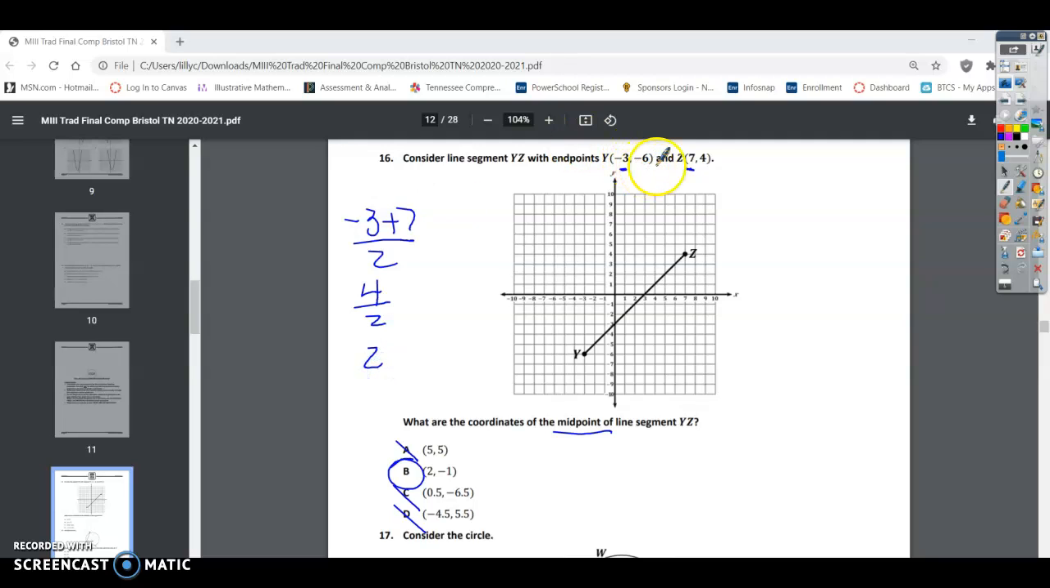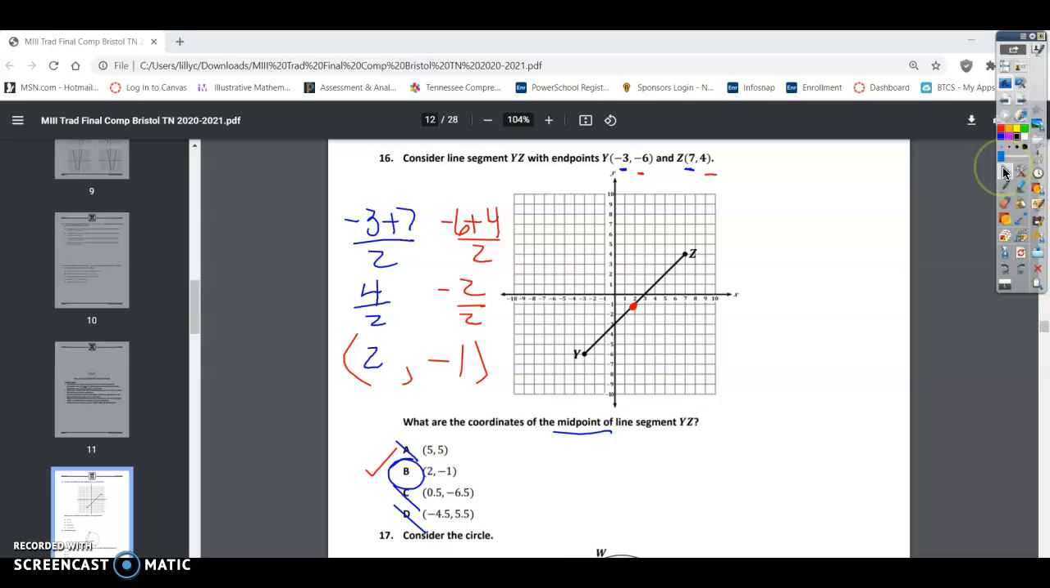And then do the same thing with the y's. So if I do the same thing with the y's, I'm going to have -6 plus 4, and I'm going to take the average, or half that. So -6 plus 4 is -2, divided by 2, which is -1. And this shows that our midpoint should be at (2, -1), which is right here. So that confirms that the answer is B.